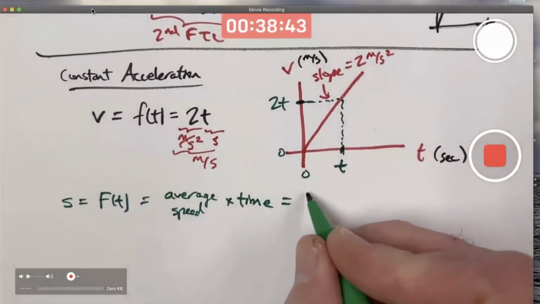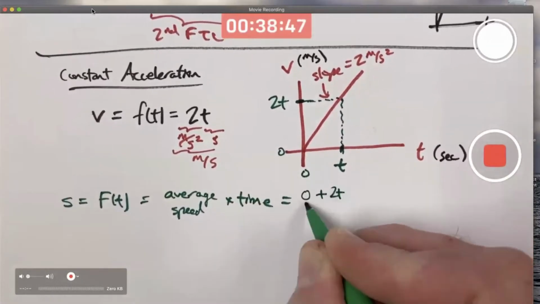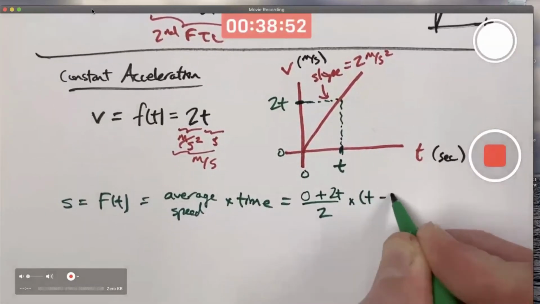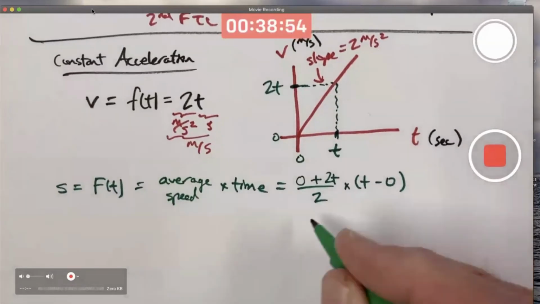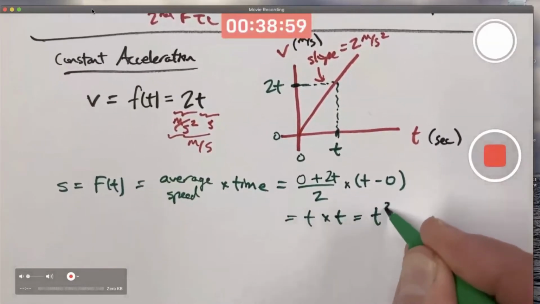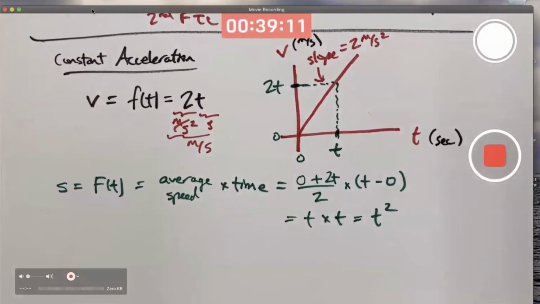Average speed is going to be the average of those two speeds, 0 and 2t. 0 plus 2t, add them up and divide by 2. Time elapsed is t minus 0. Both of these things simplify to t. I've got t times t, which is t squared. Hey, the derivative of t squared is 2t. Yay! It had to be t squared. Plus c, but the c can be taken to be 0. Because at time 0, we haven't traveled any distance.